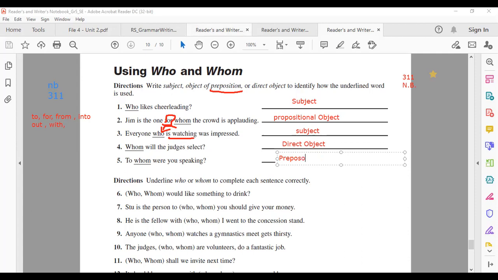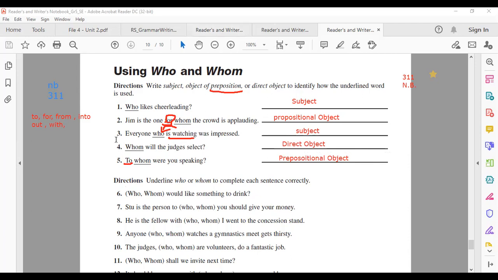Excellent. I wanted to see if you are with me or not. So it is a prepositional object. Why? Because there is a preposition before it, which is to. You see right here, to is one of the prepositions. If you see it before whom, then it is always a prepositional object. Okay, number 6, Feroz, please.